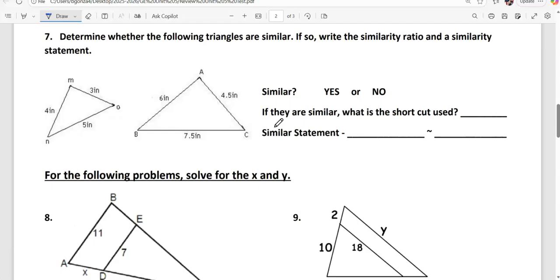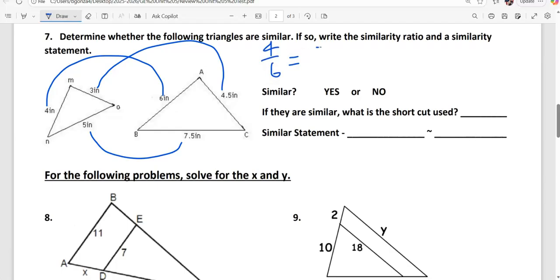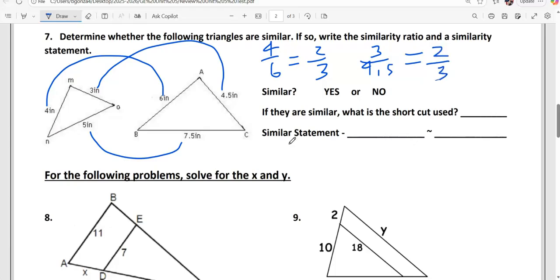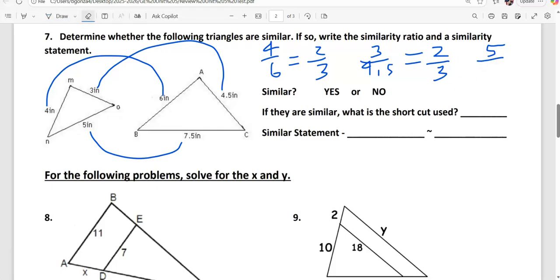Number 7. Are they similar? Once again, corresponding sides. Okay, so let's find these fractions out. 4 over 6 equals 2/3. 3 over 4.5 is also 2/3. 5 over 7.5 is also going to equal 2/3.